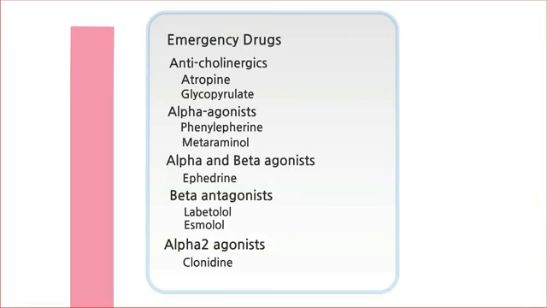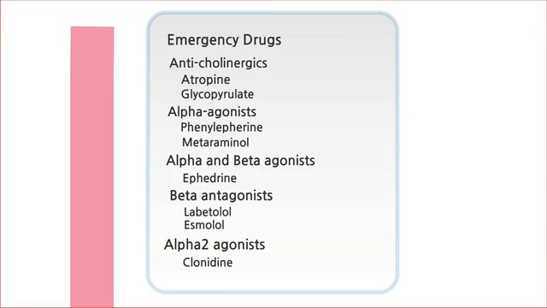If a patient has dropped the blood pressure, but the heart rate is okay, then you'd give an alpha agonist, which would cause peripheral vasoconstriction and increase the blood pressure. The most common one that I've seen being used is metaraminol, but you can also use phenylephrine as well. If a patient has dropped the blood pressure and the heart rate, then you can give an alpha and beta agonist, which most commonly that I've seen being used is ephedrine. Okay, so this is when the blood pressure and the heart rate have dropped.